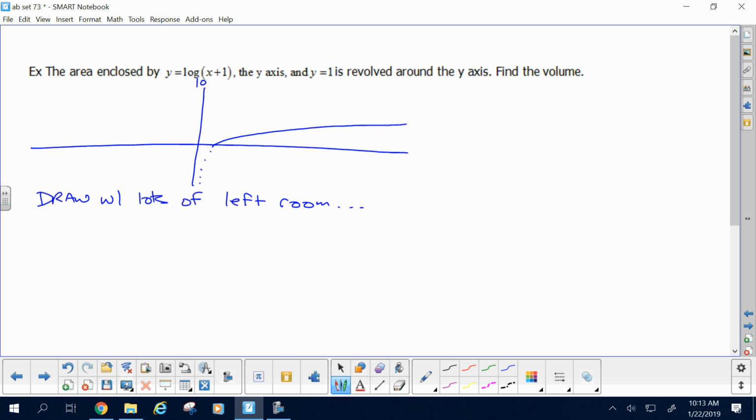If there's no base shown, it's assumed to be base 10, which in math parlance is called the common log, not the natural log. Log base 10 is the common log.